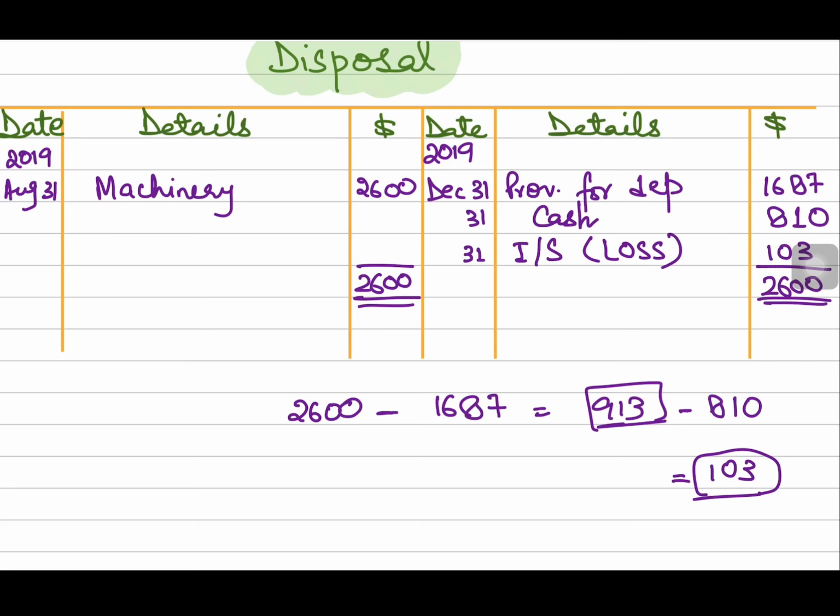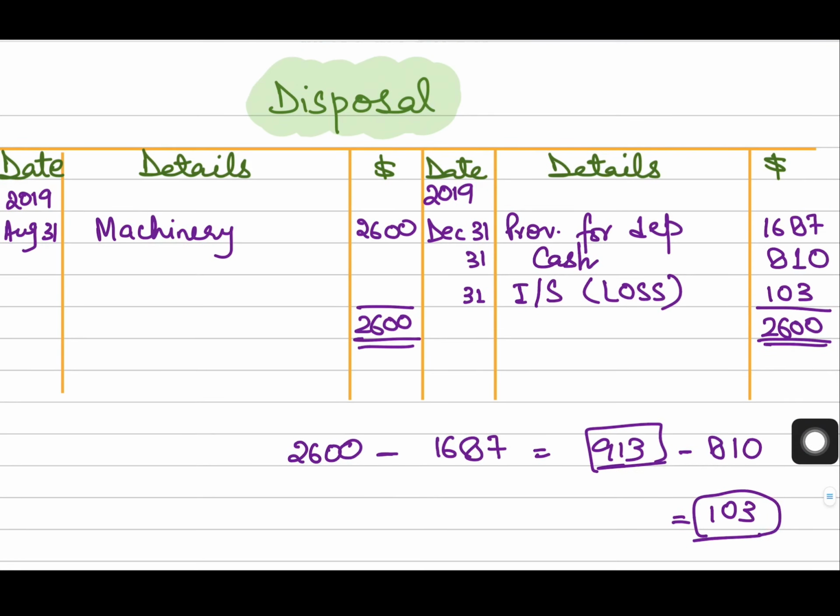Now if the value I am receiving was more than this value, that is 913, there would have been a profit. But if the value that I am receiving is the same as the net book value, then what do you think would be the result? There would have been no profit and no loss on such a transaction, right? So there will be no income statement entry on either of these two sides. Now we are done with the third requirement as well.